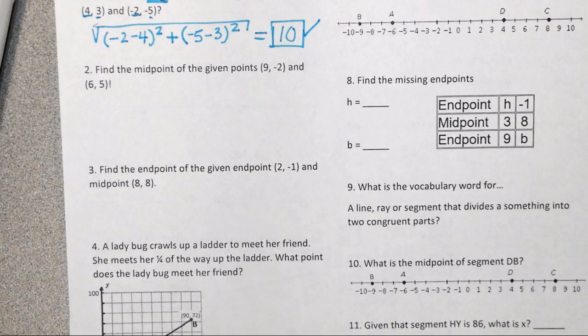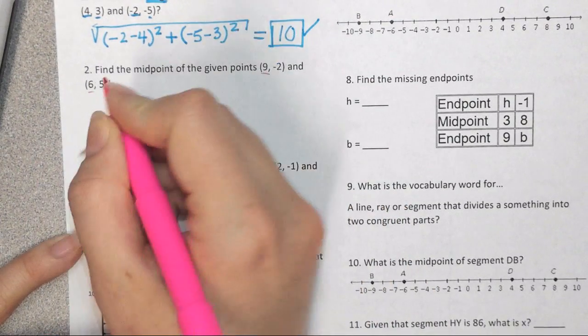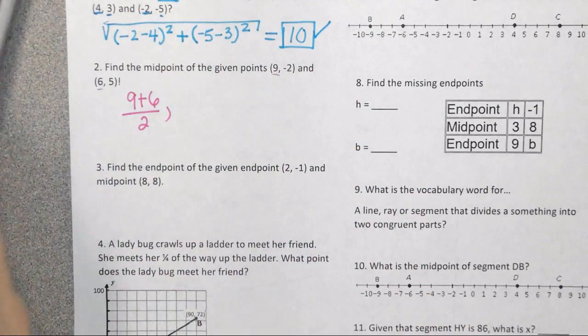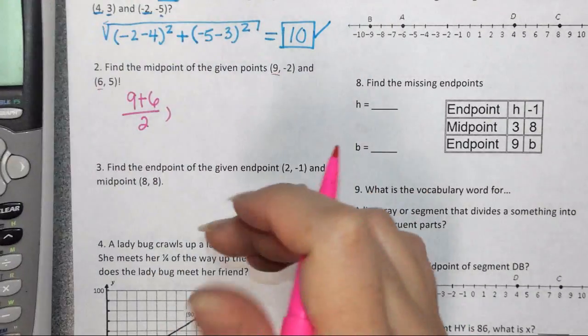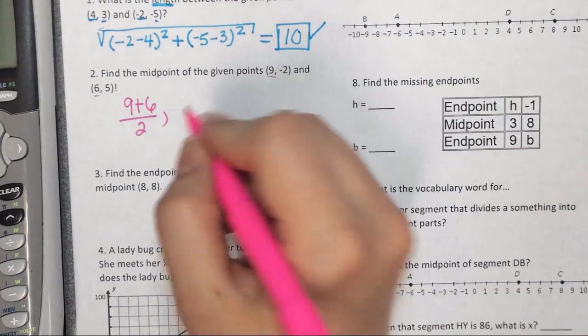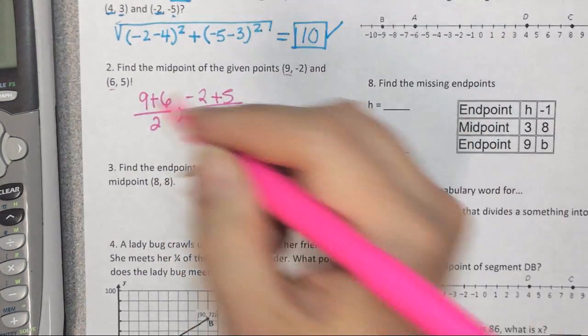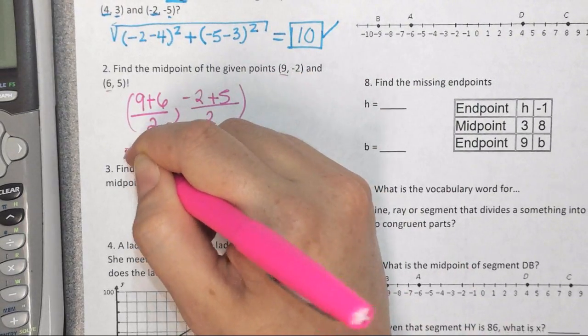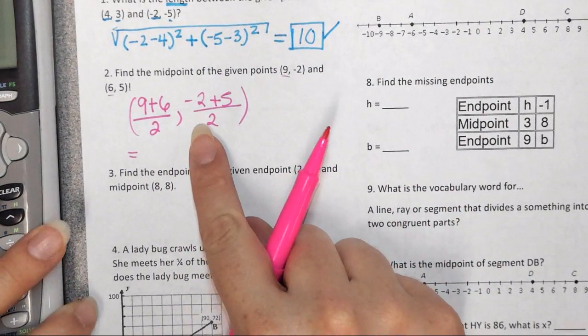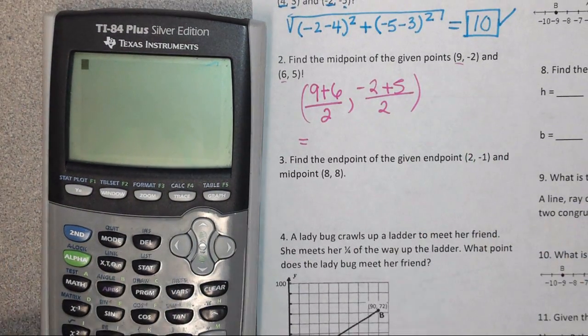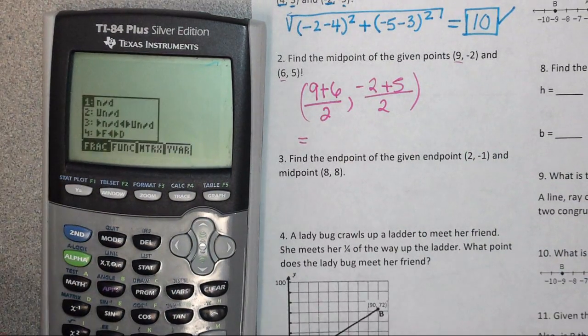So my x's are 9 and 6. I'm going to add those and divide by 2. And then my y's are -2 and 5 divided by 2. Even though we're writing it like this, where it's got a comma, just so you know, you cannot type a comma into the calculator.